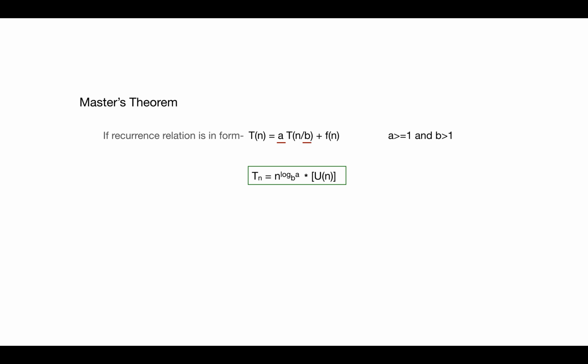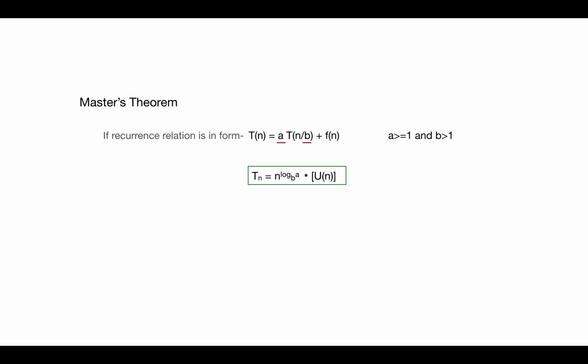If the recurrence relation you find out is of the form T(n) = aT(n/b) + f(n), where the value of a is greater than or equal to 1 and the value of b is greater than 1, then you can apply the Master's theorem to solve that recurrence relation. Master's theorem is a kind of shortcut for solving recurrence relations. Using this theorem, the solution is calculated as T(n) = n^(log_b a) multiplied by u(n). Here the values of a and b will be known to us.